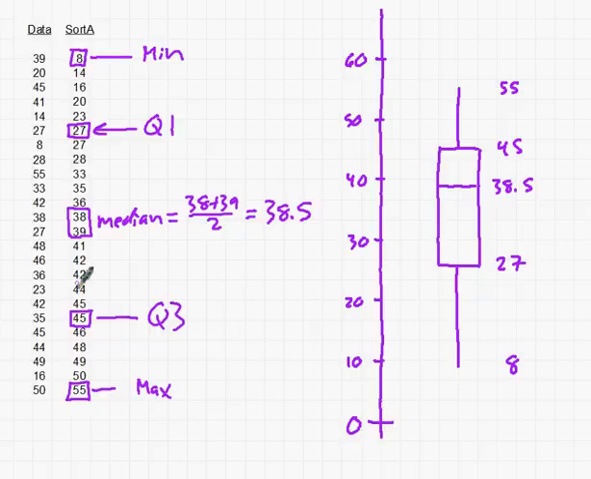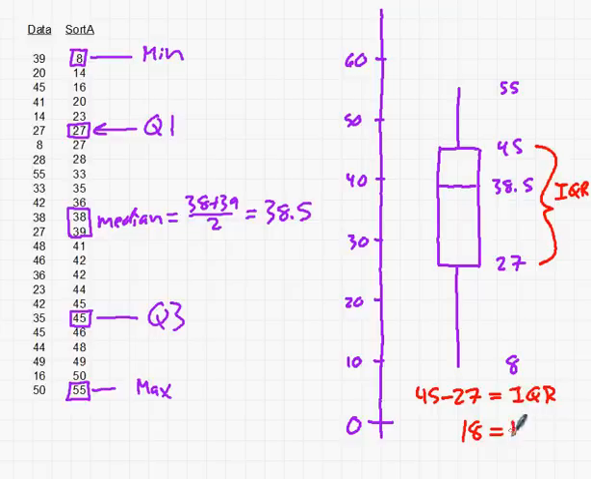But I almost forgot. We talked about in the beginning something called the interquartile range. So it's not too difficult. That is the IQR, the interquartile range, which we can do just by subtracting 27 from 45, which is going to equal the IQR, which means in this case the IQR is 18.